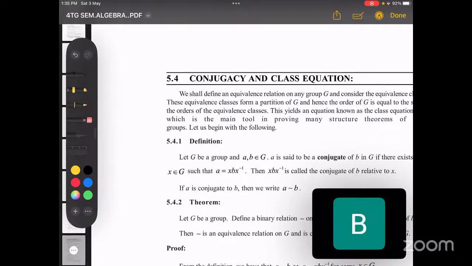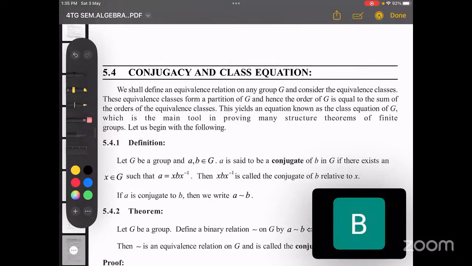If you look at the conjugate element, one element will be conjugate to another element. The definition is: let G be a group and A, B belong to G. A is said to be a conjugate of B in G if there exists an X belonging to G such that A is equal to X B X inverse. Okay, so this is the main definition of a conjugate element.